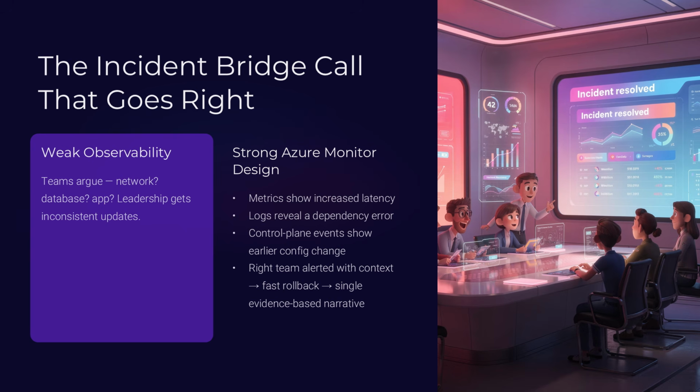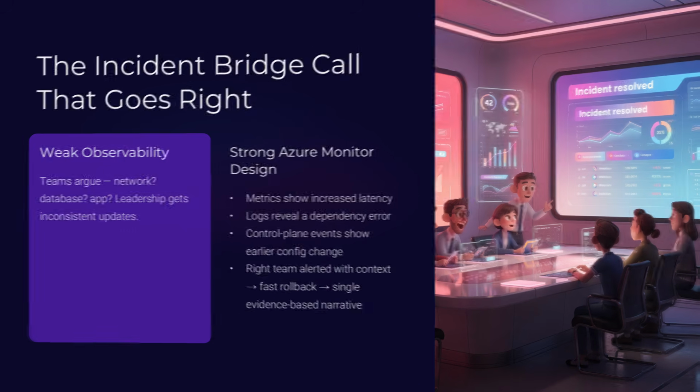The right team receives a high severity alert with clear context. Rollback happens quickly, and leadership gets a single evidence-based narrative. This is what observability that works looks like in practice.